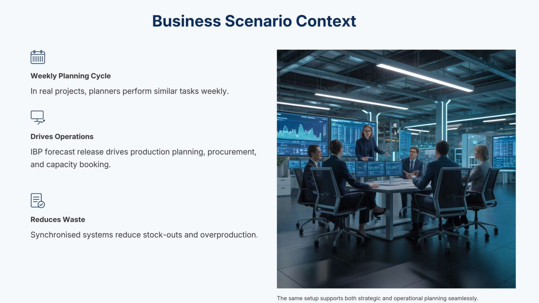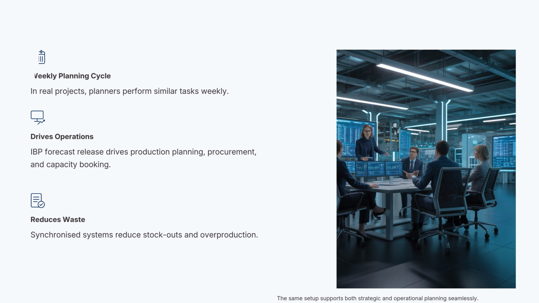Business scenario context. In real-world operations, this is a weekly or even daily process for supply planners. IBP forecasts align with sales expectations, while S4 Cloud executes the plan at plant level. Integrated planning ensures every production and procurement decision aligns with actual business demand, eliminating inefficiencies.